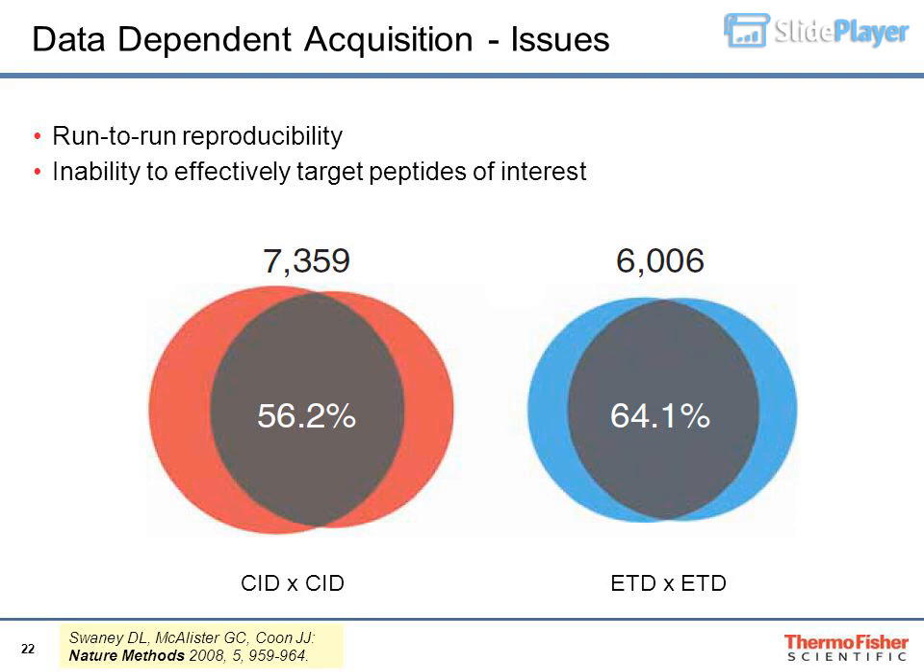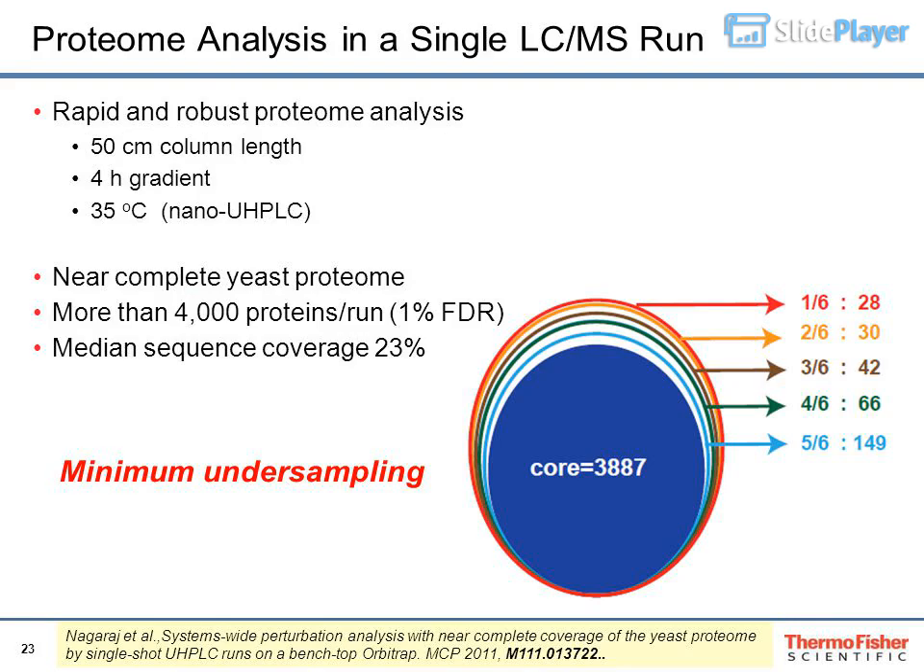Overlap between various combinations of duplicate analyses of yeast peptides. Venn diagrams displaying the overlap of different trials of the same dissociation method: CAD and CAD, A; ETD and ETD, B; CID-X, CID-ETD, X-ETD. Swaney DL, McAlister GC, Coon JJ, Nature Methods 2008, 5, 959-964, Proteome Analysis in a Single LC/MS Run.